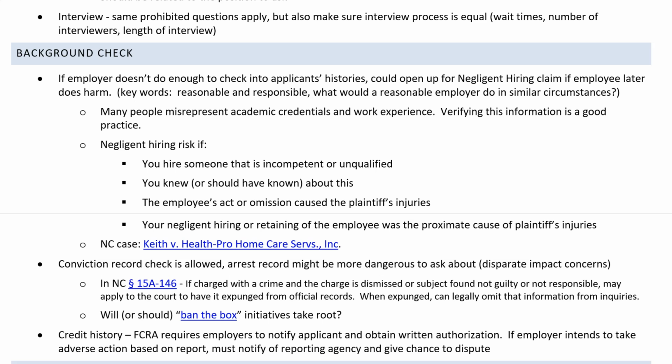I haven't seen these ban the box initiatives take root quite yet. We might see it in the future. I would imagine that it depends on what kind of government administration we have in place, but it's something that we might hear about more later on. So if you hear about it, that's just what it means.